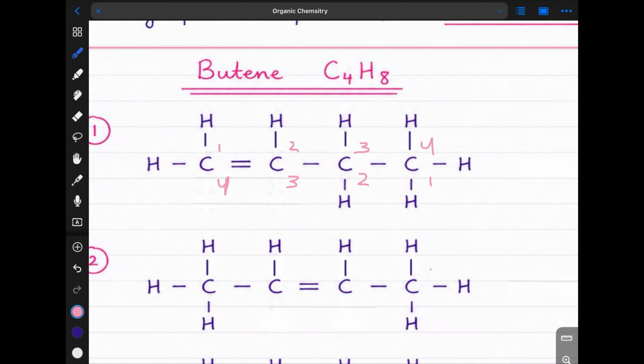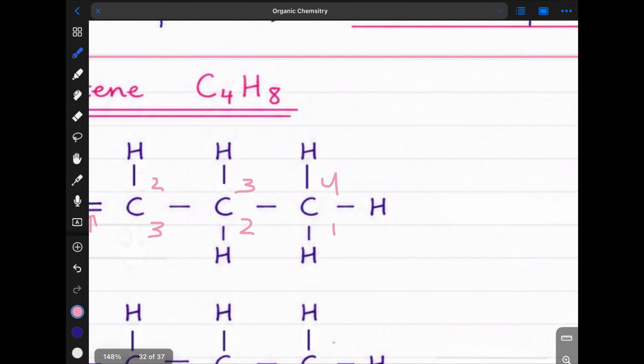Now you have to notice here which carbon atom with the functional group is getting the least number. You can see that this carbon atom is with the functional group and contains the least number 1. So we're going to use this number to name our isomer. And it's going to become like but-1-ene.